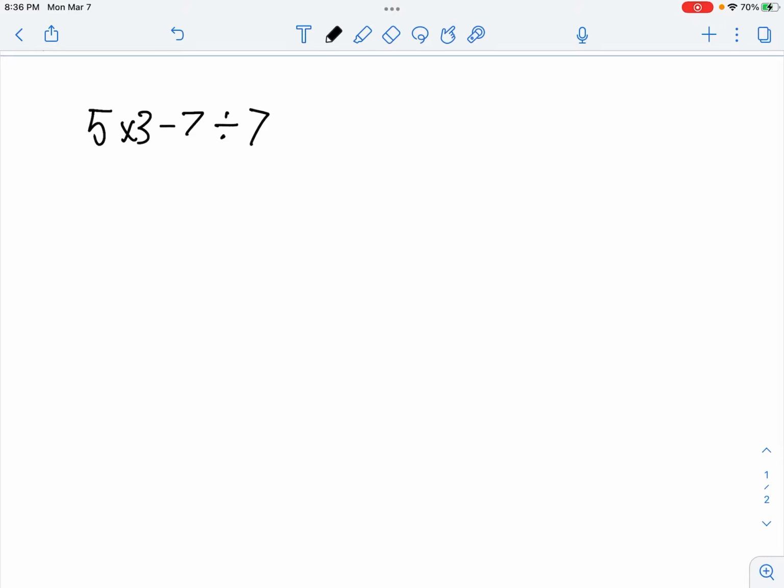So we had 5 times 3 minus 7 divided by 7. Using, let's say, BEDMAS, since both multiplication and division show up first, we have to do whichever one first appears on the left. In that case, because multiplication shows up first, we're going to be doing this one first.